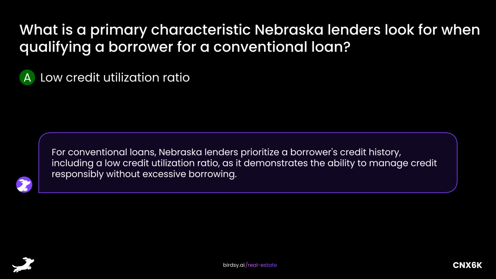For conventional loans, Nebraska lenders prioritize a borrower's credit history, including a low credit utilization ratio, as it demonstrates the ability to manage credit responsibly without excessive borrowing.